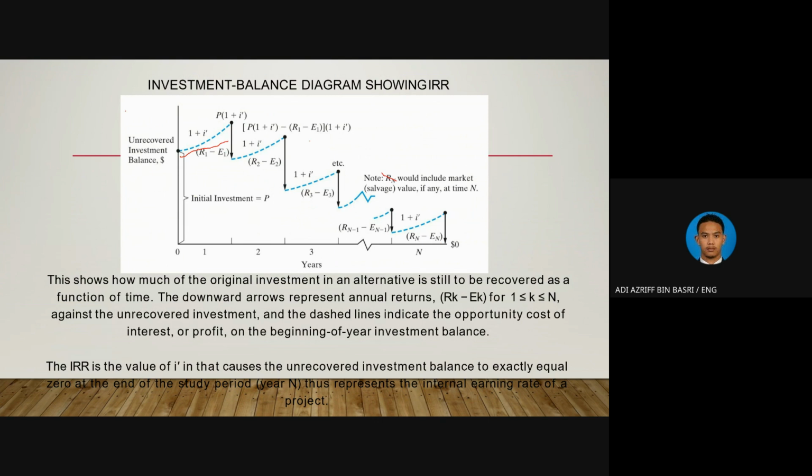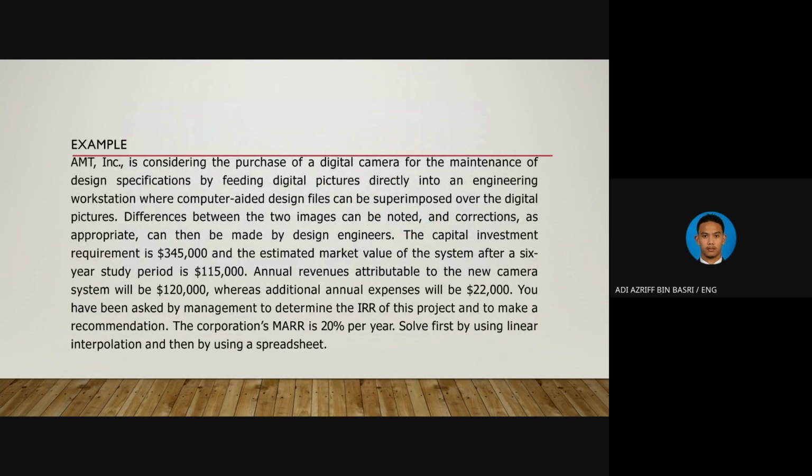So it shows that if you want to invest in something, it will take several years. It is not like a short-term investment project. If you want to buy a machine, you cannot expect the machine to give you a positive rate of return within 1 year. It should be 3 to 5 years or more. Okay, so let's go to an example.